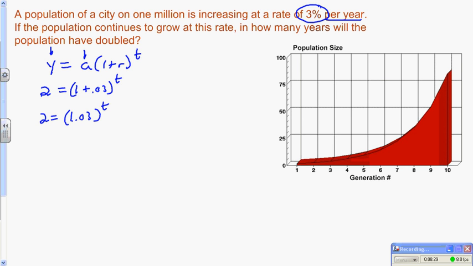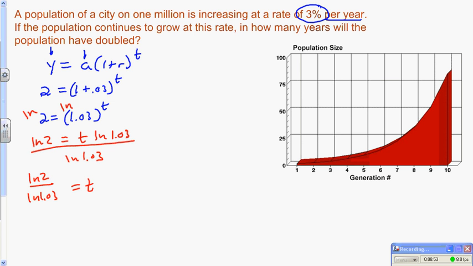Now again, you can use log or natural log. I just get used to using natural log here. Again, it does not matter. ln 2 equals t, because I'm going to bring the power down, and have ln 1.03. Divide both sides by ln of 1.03, and t will equal ln 2 divided by ln of 1.03, which will give you about 24 years.